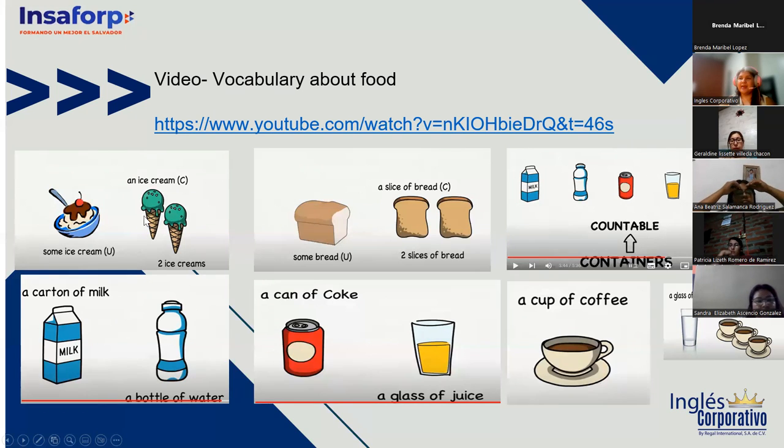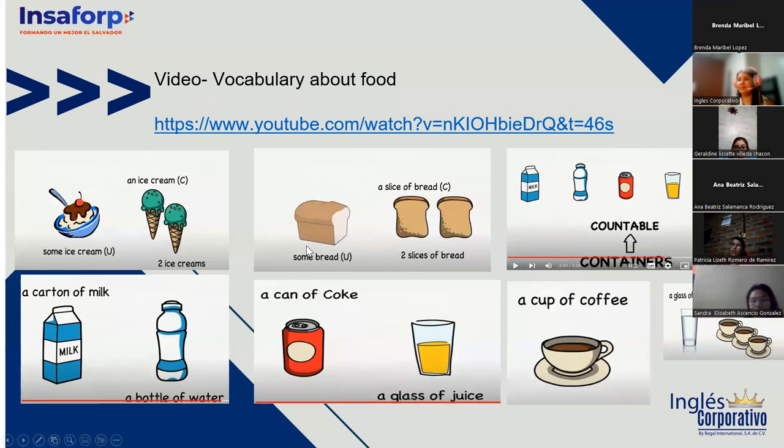Ok, in the case of ice cream, some ice cream, si usted lo tiene en un bowl, en un vaso, puede decir some ice cream. Y si ya lo tiene en, ¿cómo se llama? Cono. Si ya lo tiene en cono, yes, you can say two, three ice creams, ¿ok? En este caso sí se puede hacer plural. Igual con el pan, ¿ok?